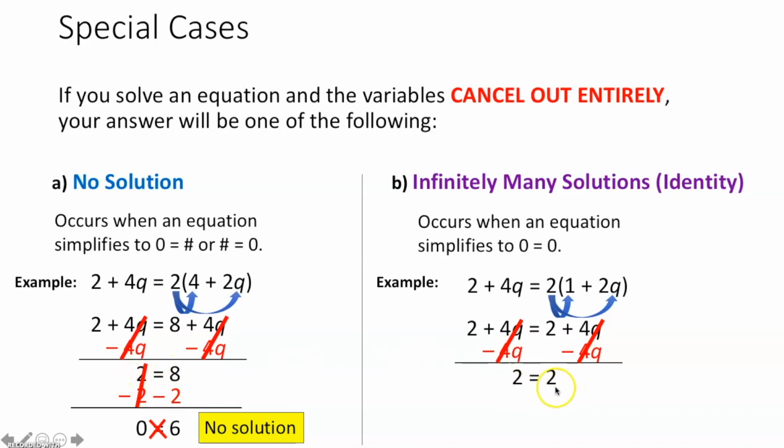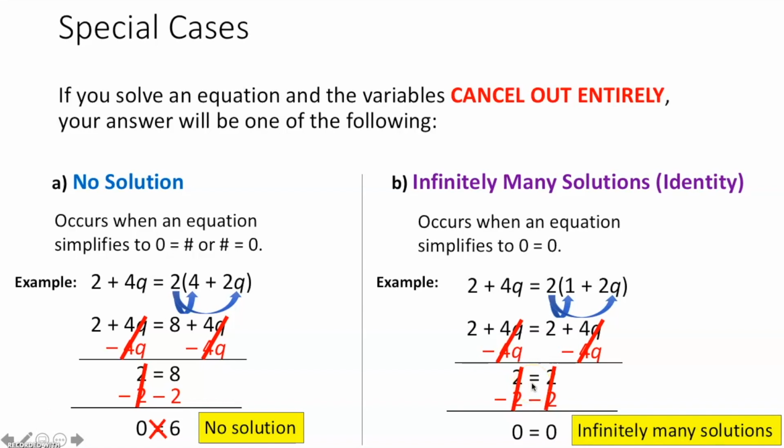But if you needed to simplify it further, just for clarification, you can move your constants to the right by subtracting 2 on both sides and getting 0 is equal to 0. Since you get 0 equals 0 or 2 equals 2, you know your answer is infinitely many solutions. That means no matter what number you plug in for q here, as long as you plug in the same number over here, both sides will turn out equal.